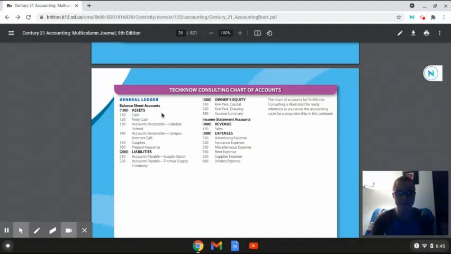All asset accounts will begin with the number 1. All liability accounts will begin with the number 2. All owner's equity accounts will begin with the number 3. All revenue accounts will begin with the number 4. And all expense accounts will begin with the number 5. And it says the chart of accounts for Techno-Consulting is illustrated for ready reference as you study the accounting cycle for a proprietorship in this textbook.